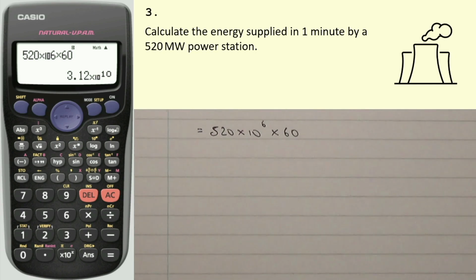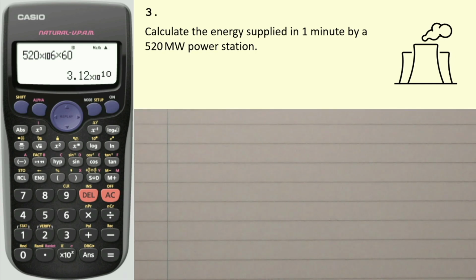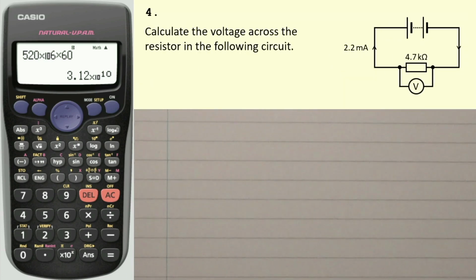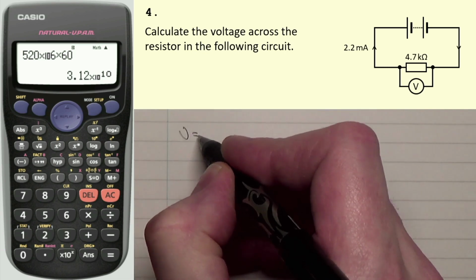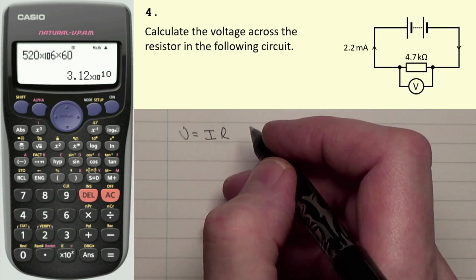Next one, number 4. So number 4, we actually have two prefixes here. It says calculate the voltage across the resistor in the following circuit. So we're going to use Ohm's law. V is equal to I times R.